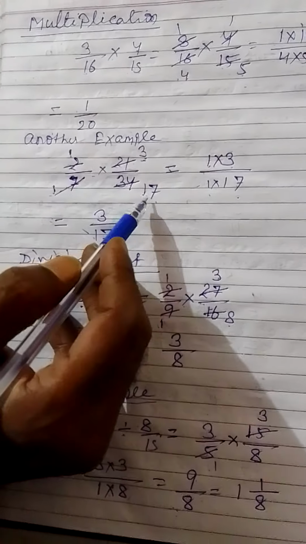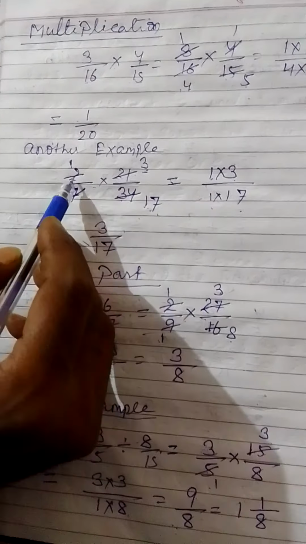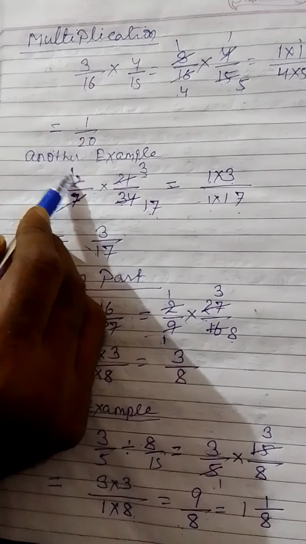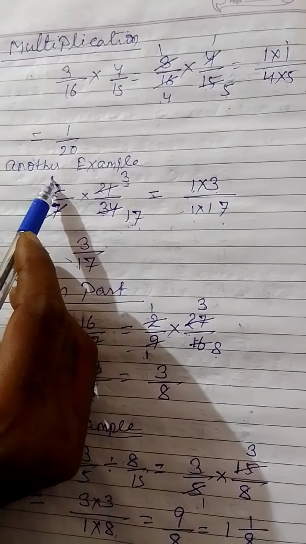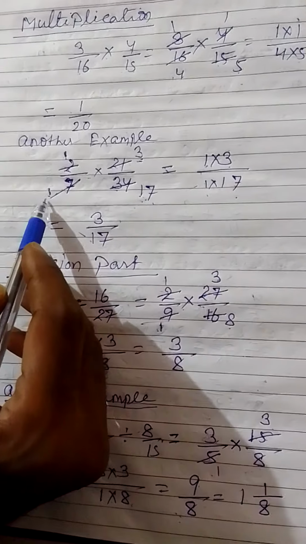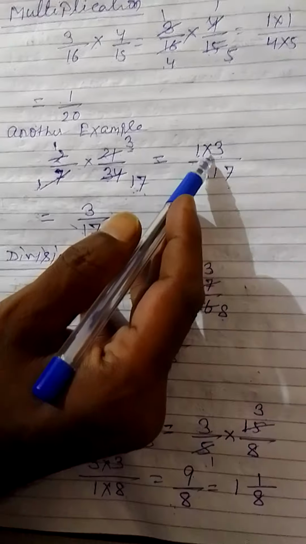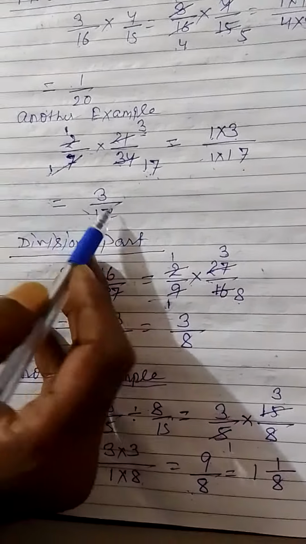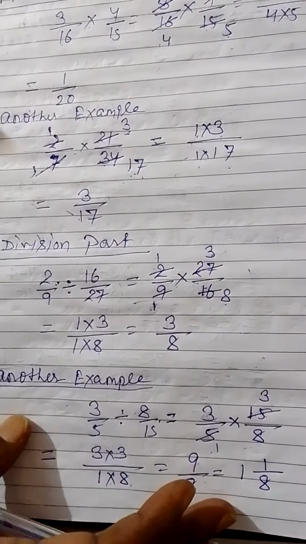Again, 17 can divide 34 by 2. So we get 1 here and 17 here. What do we get at the end? On the numerator side we see 1 times 3, and on the denominator side 1 times 17. So the fraction comes to 3 by 17. Again it is a proper fraction, so we cannot convert this into a mixed fraction.